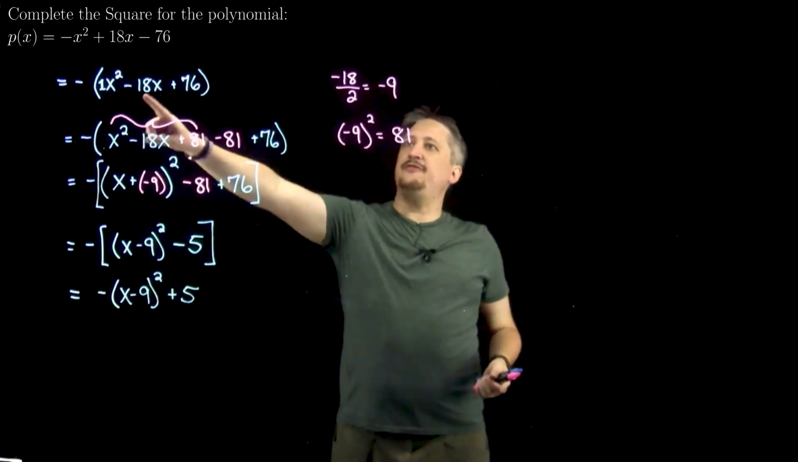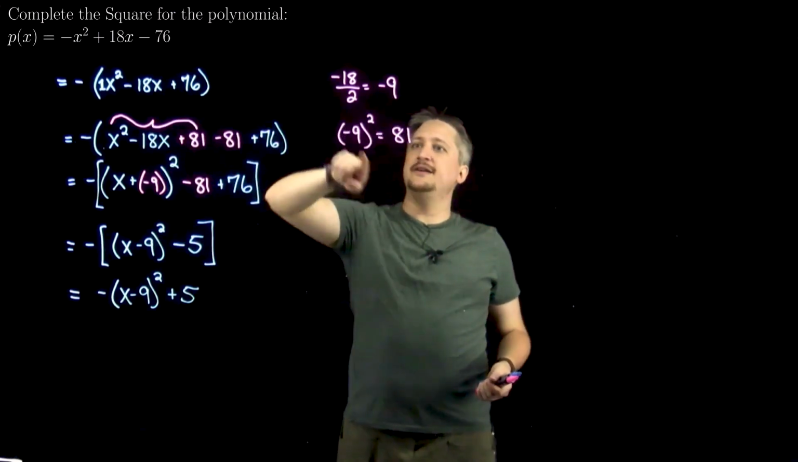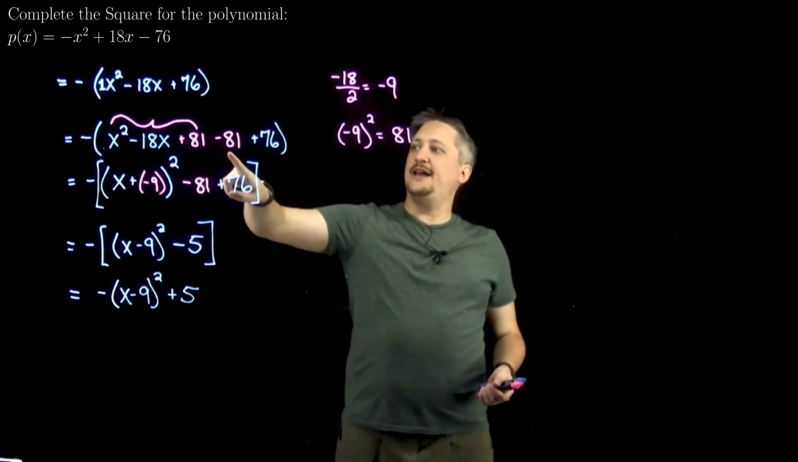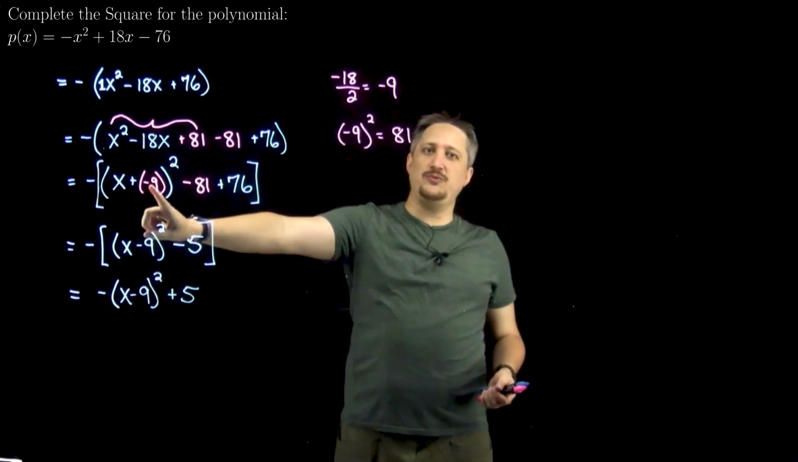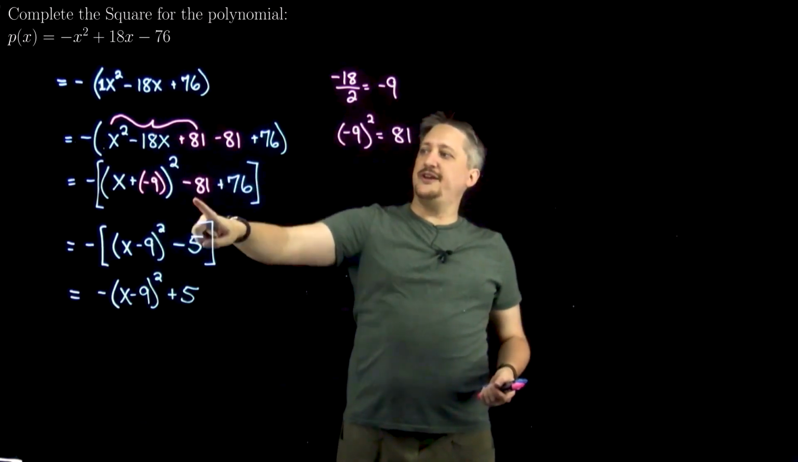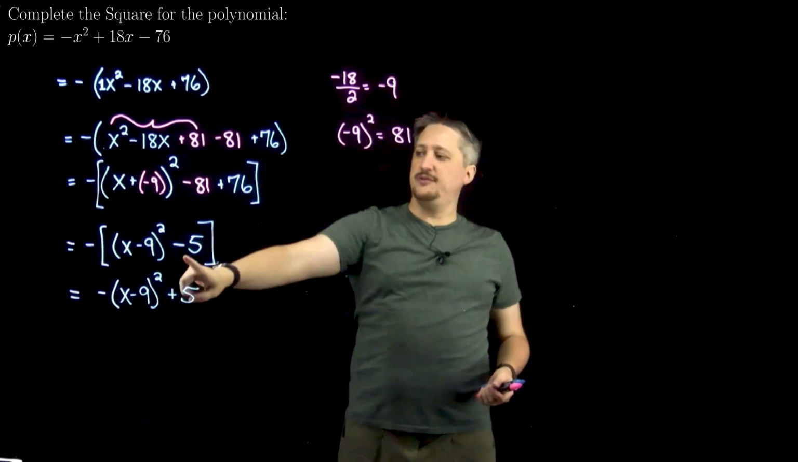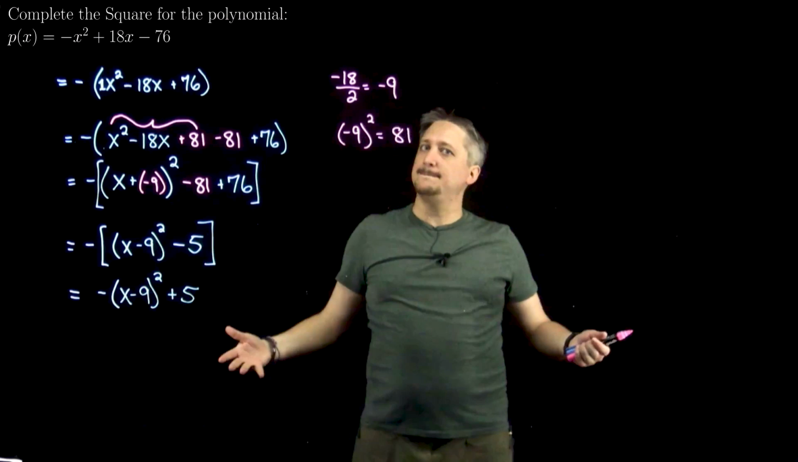Then I took half that, negative 18, divided by 2, I got negative 9, squared it, got 81, add and subtract 81. That lets me collapse those first 3 into this x plus the negative 9. That leaves the leftovers, negative 81 and 76. Combine those to get -5, then distribute the negative. Okay. So that's that.